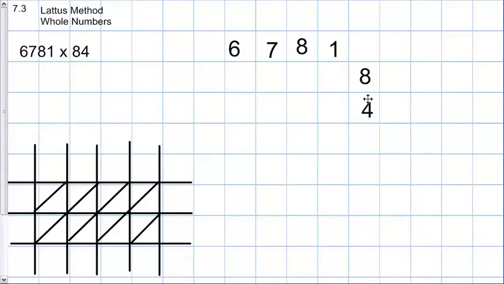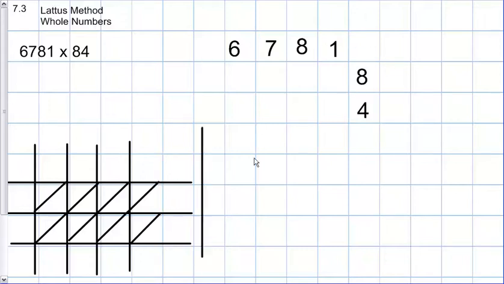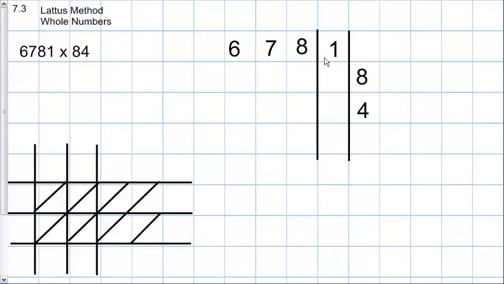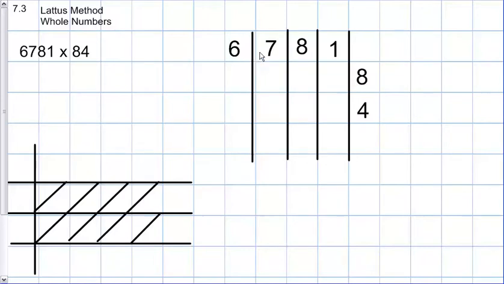My first factor goes across the top. You notice I've got good spacing in between each number. And then my second factor goes up and down vertically. So again, first factor horizontally, second factor vertically. Now, I need to draw vertical lines in between all of the numbers. So every digit needs to be in between two lines.